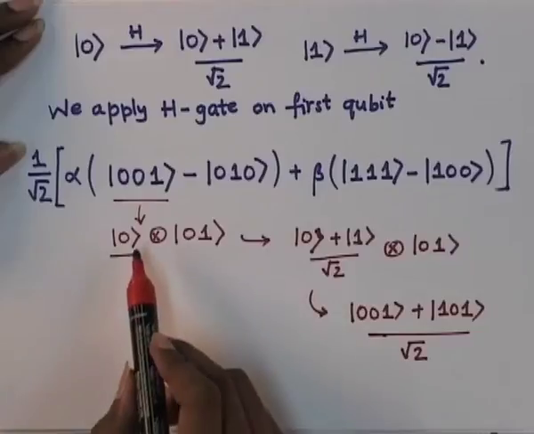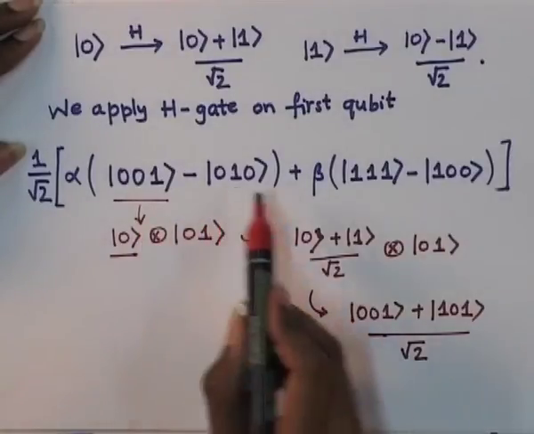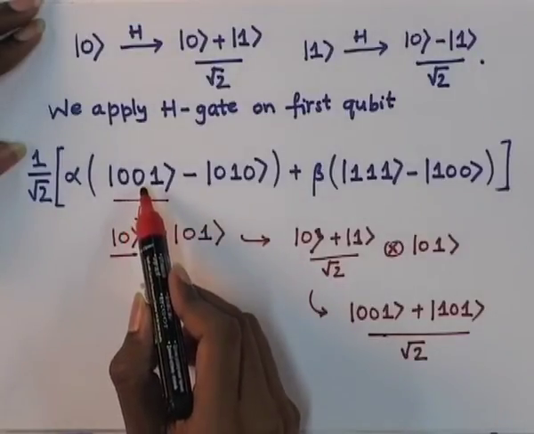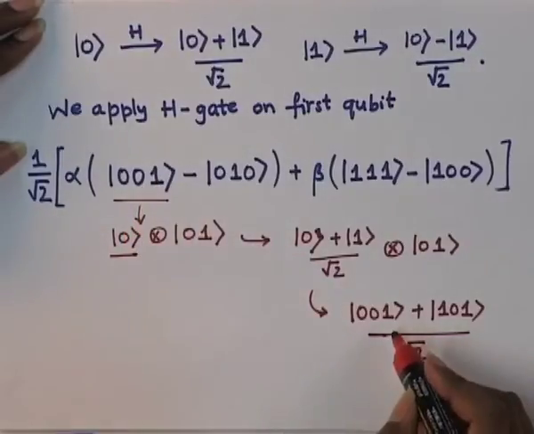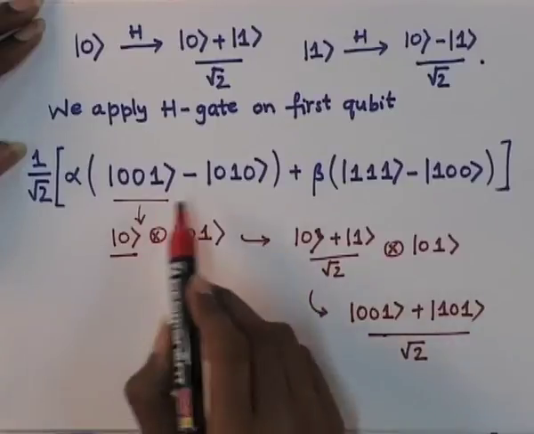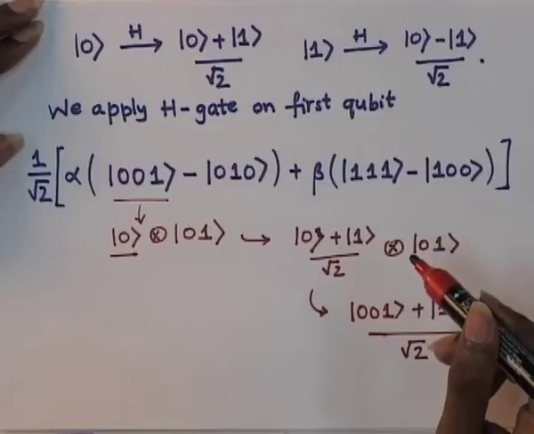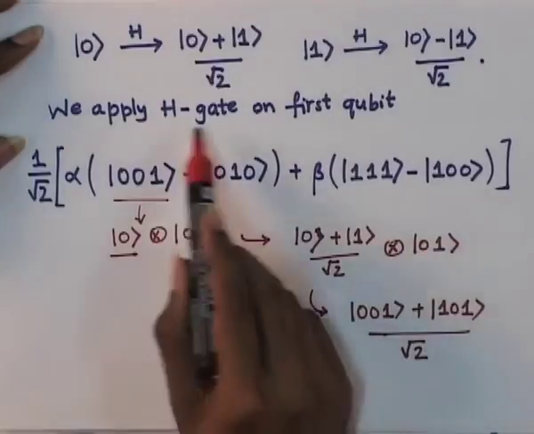So, similarly, we do similar calculation with every other state, and from a single state after applying H gate, we have got a combination of 2 states. As we have 4 states here, we will get a total of 8 states in the final resultant state after applying H gate on the first qubit.